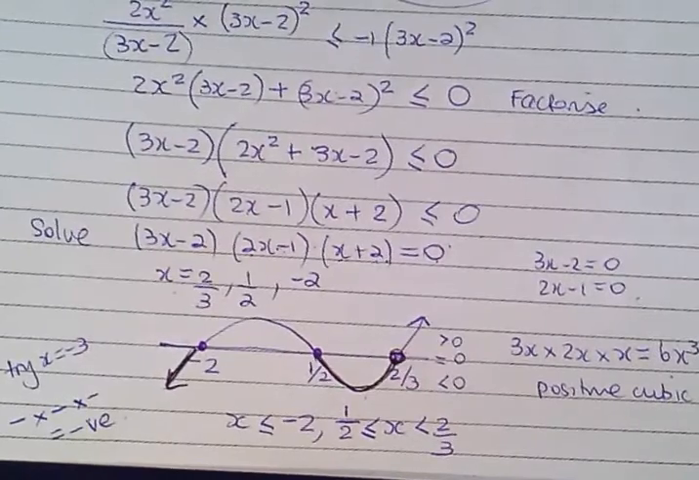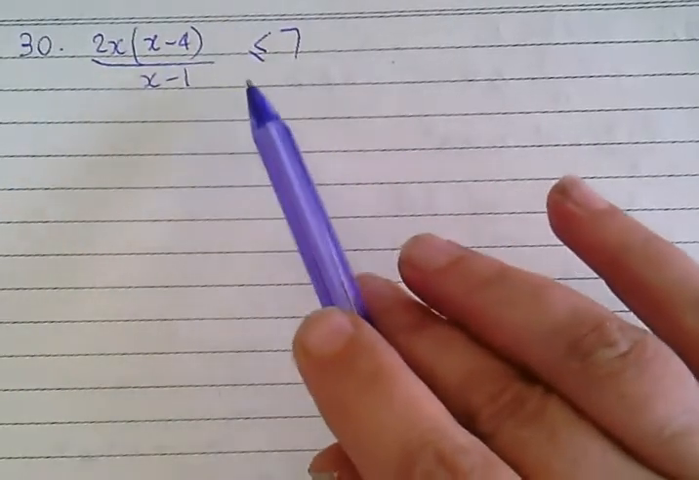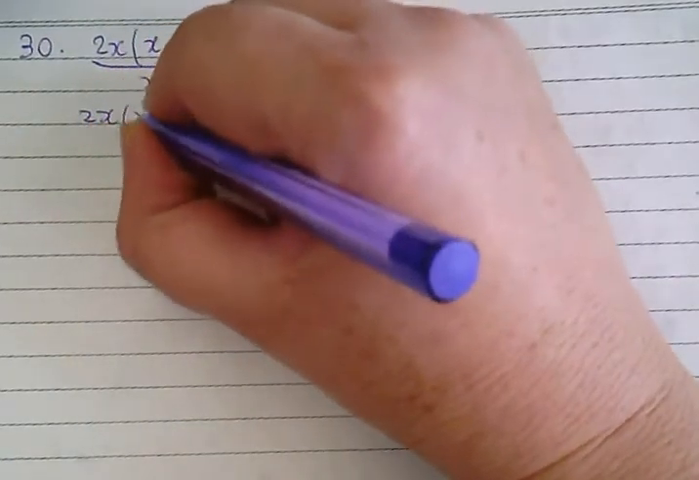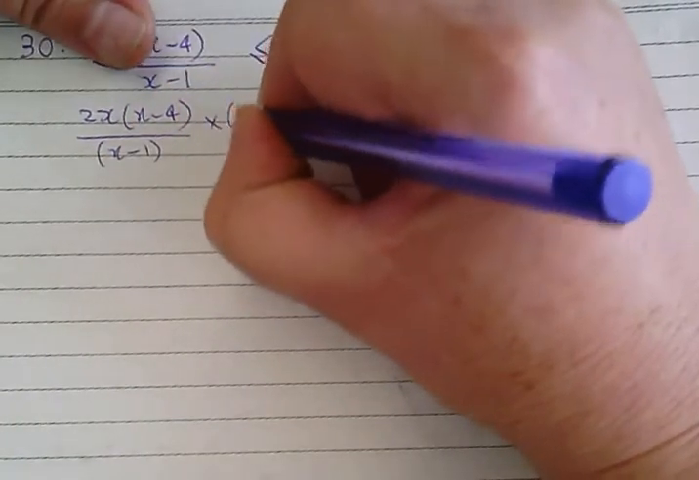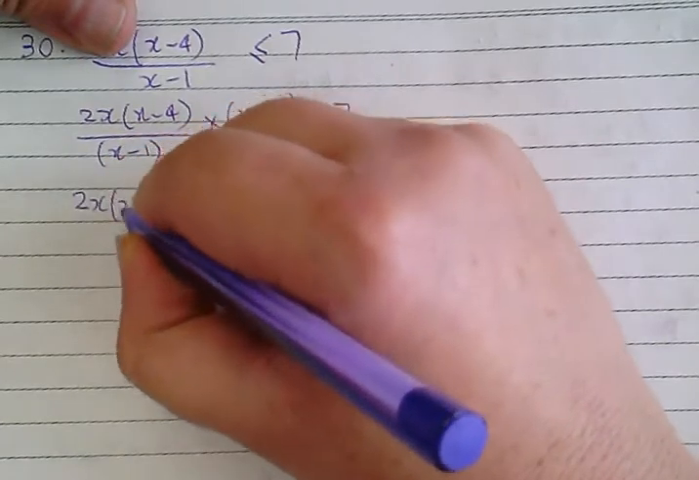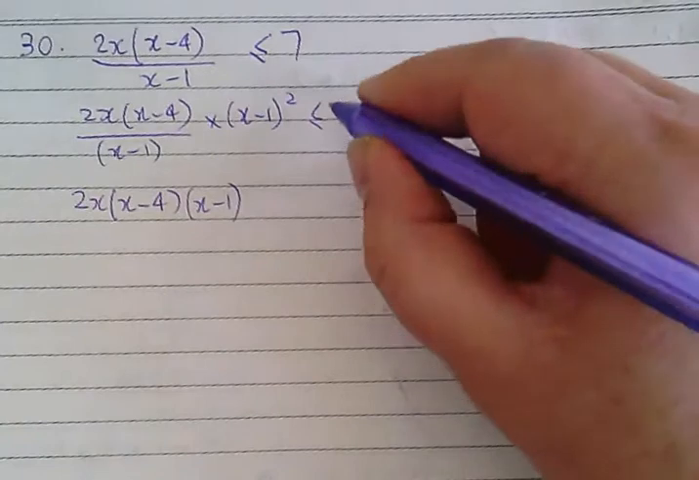Right, another question. Now there, 2x bracket x minus 4 over x minus 1 is less than or equal to 7. So we're going to multiply both sides by x minus 1 squared. And we know that on the left-hand side, one of the x minus 1's cancel out.